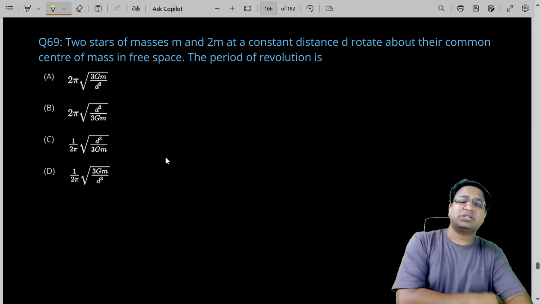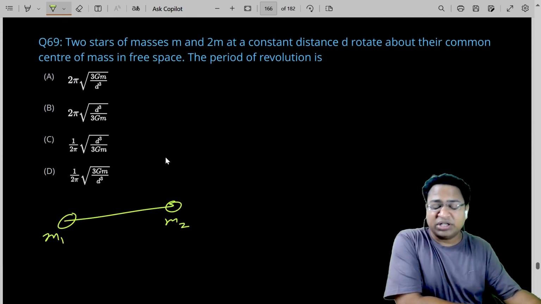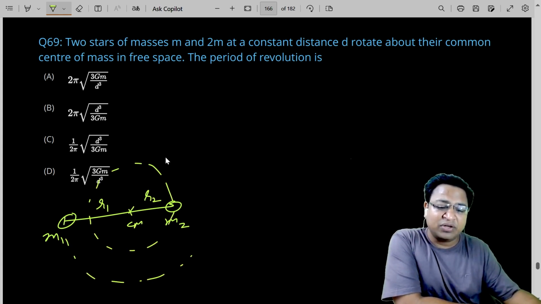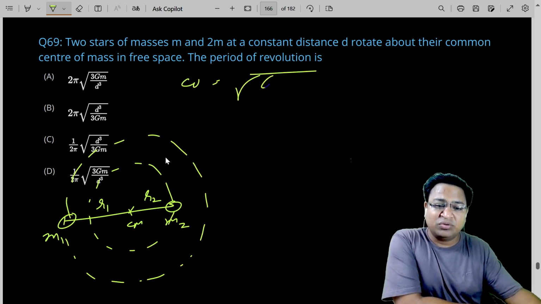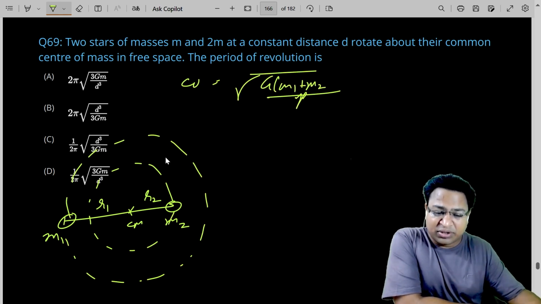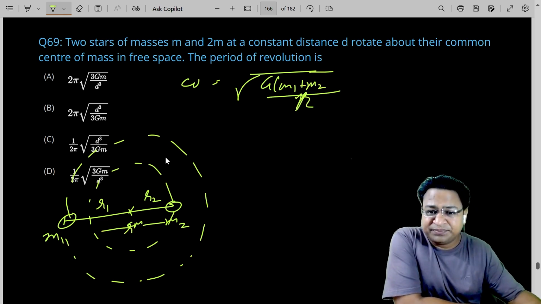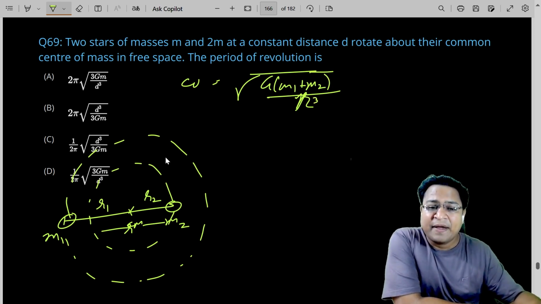Next, we go to question number 69. Now, guys, again, two-star system has been a very common situation in these questions. I think I have explained this earlier also. Let's say if this is the common center, this distance is R2, this distance is R1. So M2 will go in a circle of radius R2 and M1 will go in a circle of radius R1. And what about the omega? Omega is root of G times M1 plus M2 by R cubed, where R is the separation between the particles.